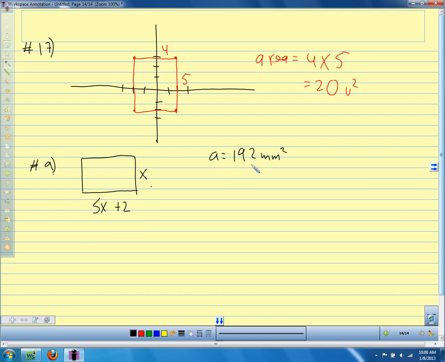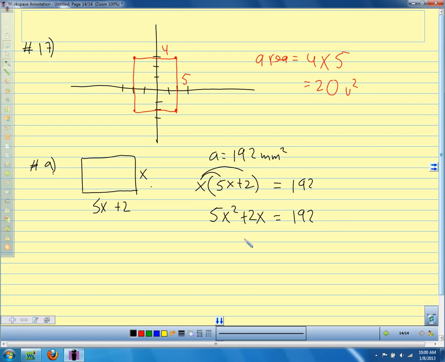The area is 192. How do we find the area of a rectangle? Base times height, length times width. So my area is going to be x times 5x plus 2, and that equals what they gave us for the area. Now I have this parentheses here. First thing I have to do is distribute. X times 5x is 5x squared. X times 2 is 2x. And that equals 192. Now we did some of these last semester.